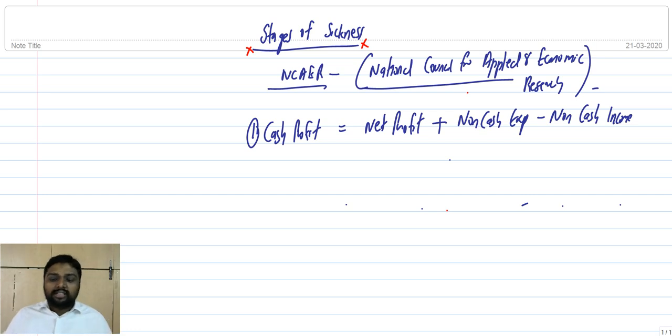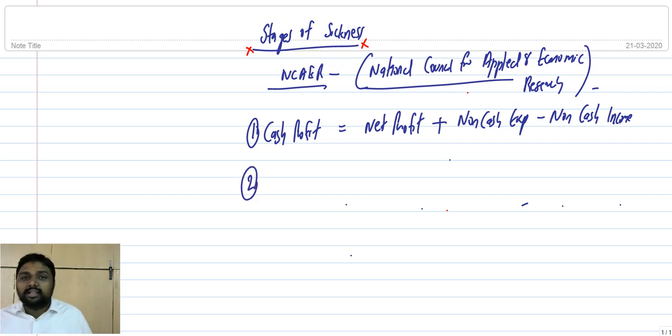You may have a doubt: what are non-cash expenses? Can you give some examples? It's very easy. Non-cash expenses include depreciation, preliminary expense, miscellaneous expense. There is no actual cash outflow for depreciation. So NCAER, the National Council for Applied Economic Research, gives 3 parameters for stages of sickness. We discussed only one, cash profit.